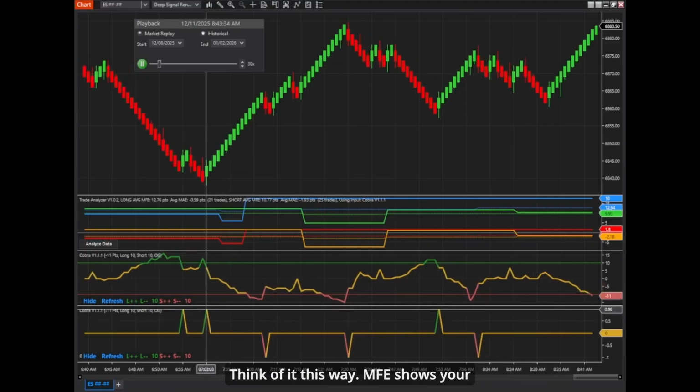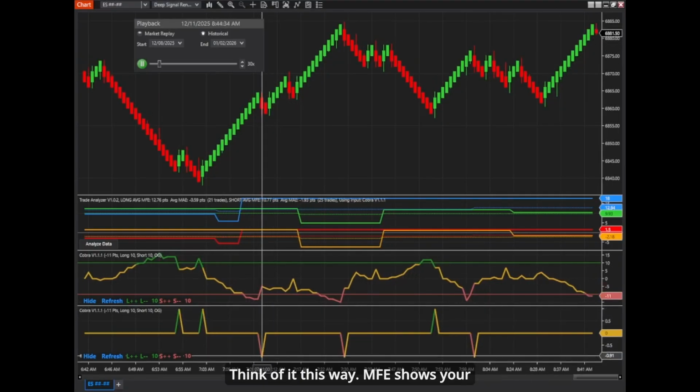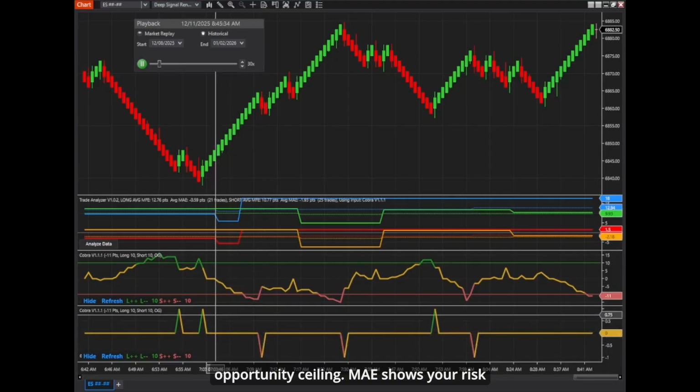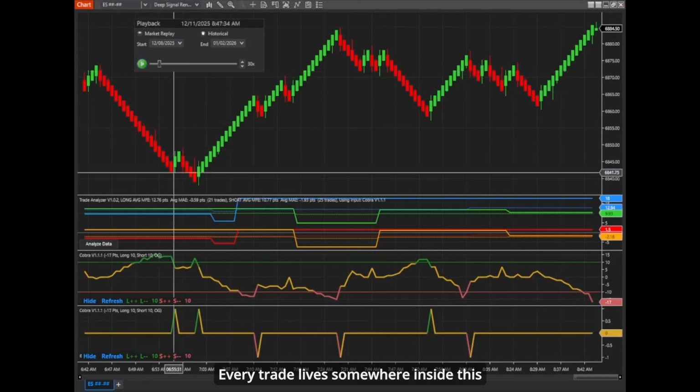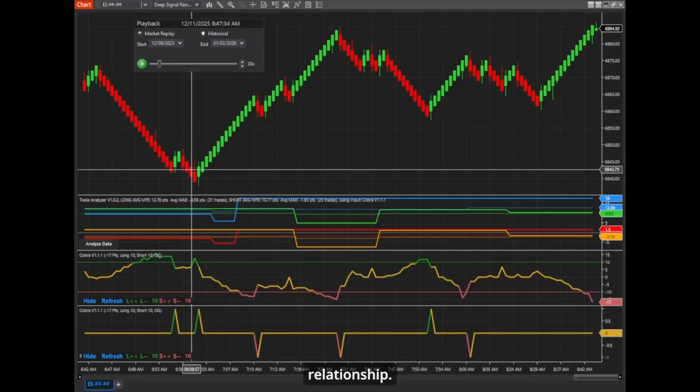Think of it this way. MFE shows your opportunity ceiling, MAE shows your risk tolerance requirement. Every trade lives somewhere inside this relationship.